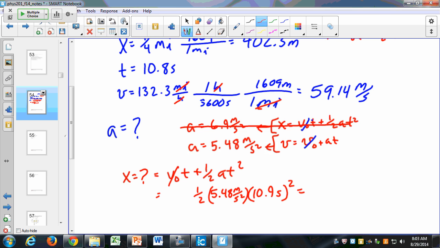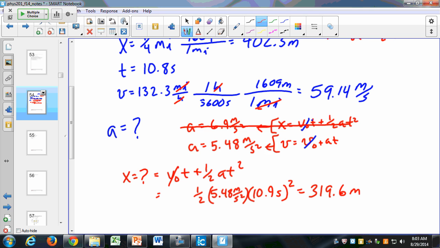Somebody have a value for me? Courtney, what you got? 322.6. I got a slightly different answer. Anybody get a slightly different answer? Unless you use 5.5. You used 5.5 or 5.4? I used 5.48. Somebody get a different answer? Okay, that's what I got too. Maybe you rounded differently or something. But I got 319.6 meters.